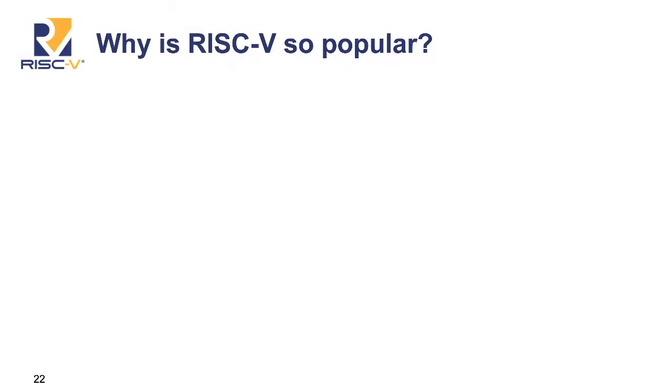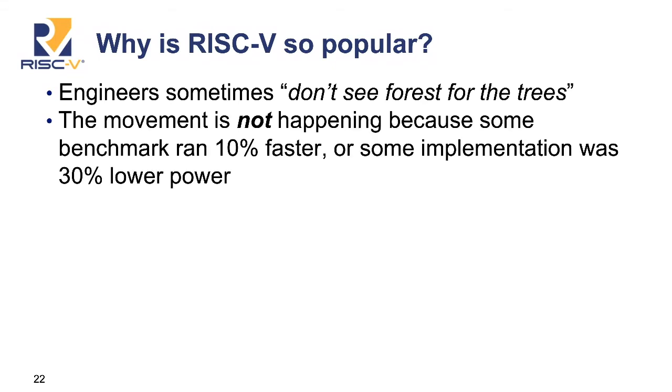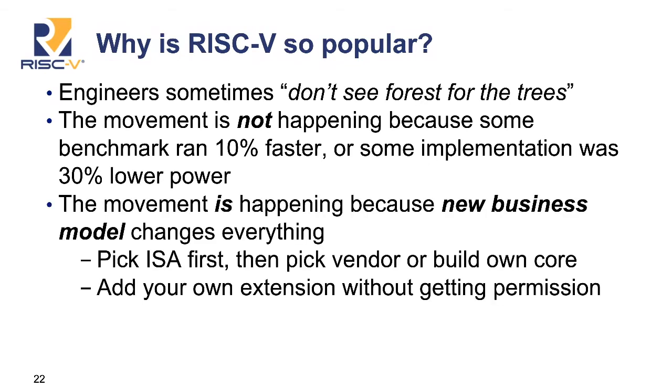So why is RISC-V so popular? I think engineers sometimes don't see the forest for the trees. They'll sort of fixate on some benchmark being a bit faster or some implementation being a bit lower power. This is not all about that. That's not why RISC-V is happening. It's really the change in the business model that is why this is popular.